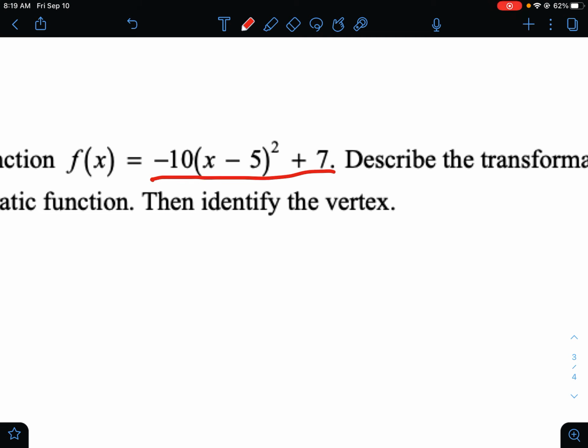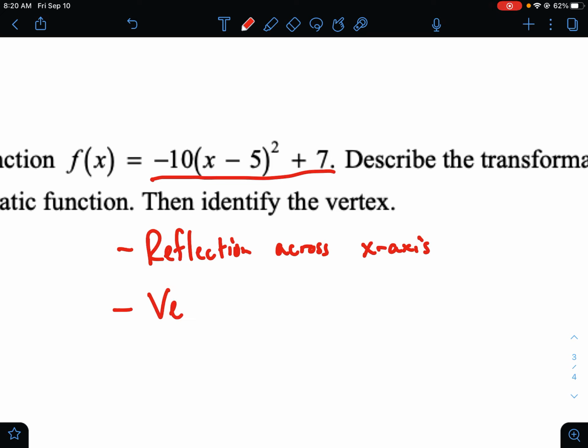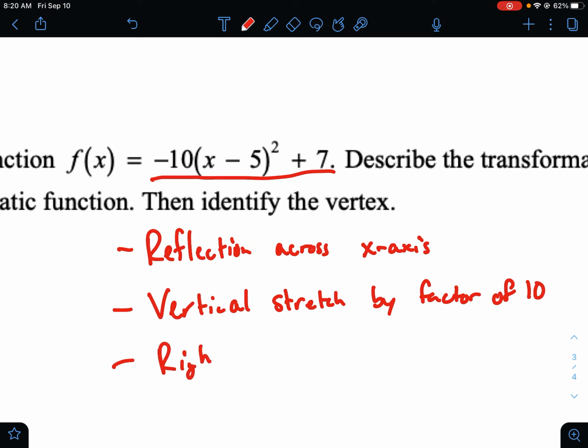Here are the answers to this. So you should have a reflection across the x-axis. A negative makes it a reflection across the x-axis. The 10 there is a vertical stretch, a very large vertical stretch, a factor of 10. The -5 moves it right 5. And the +7 moves it up 7. And so there's the answers that are there. You should have gotten those in no particular order.